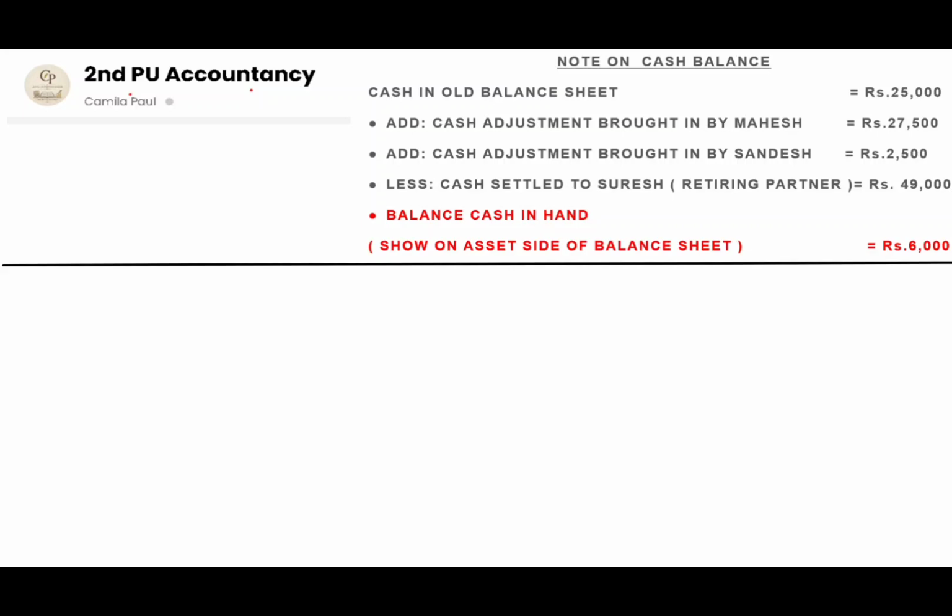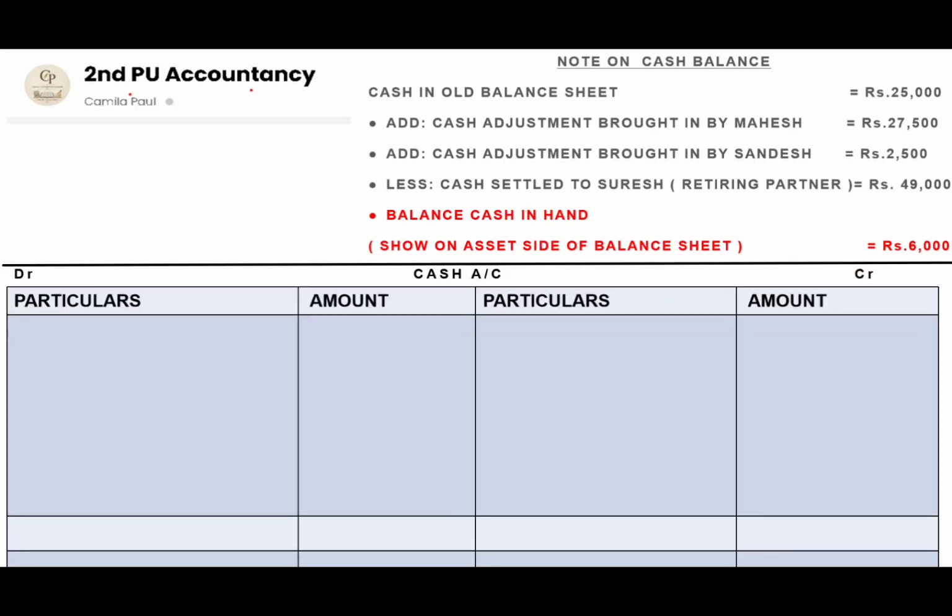So now let's see how to prepare this information in an account form. We are now going to prepare the cash account to show the changes that have taken place in the cash. So open the cash account, debit and credit side. You have on both sides the particulars and amount columns. First we have to bring down the balance, that is the cash in the old balance sheet, rupees 25,000, which will be the opening balance of the cash account. So this will appear on the debit side as to balance brought down rupees 25,000.